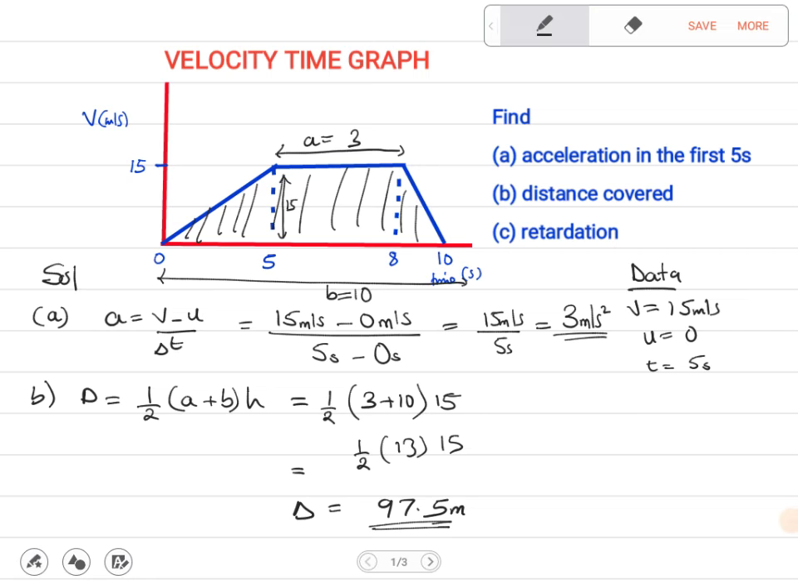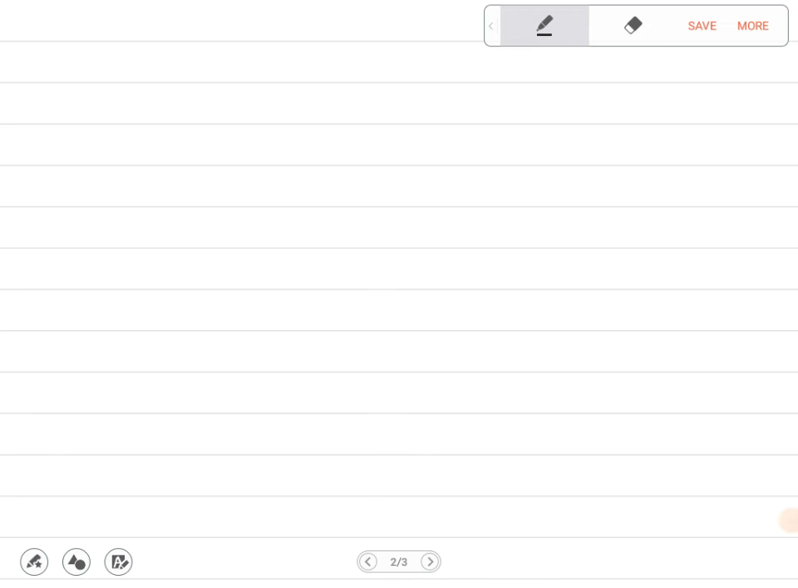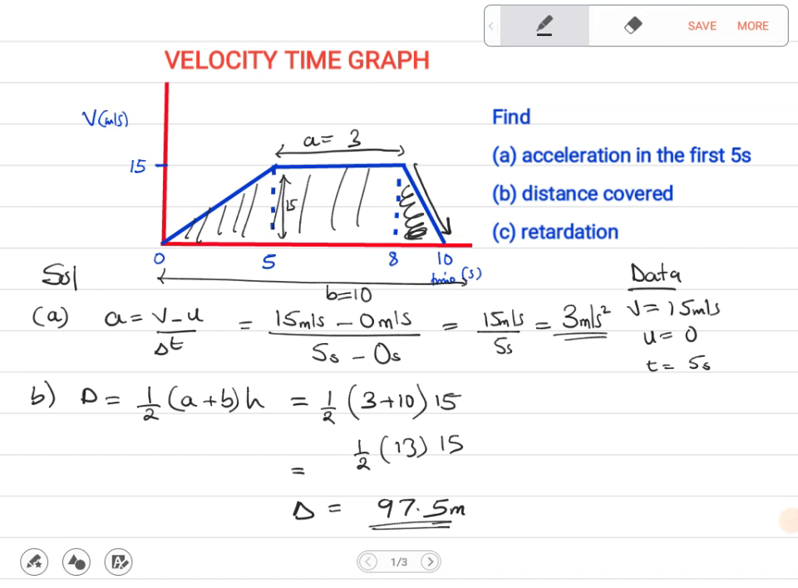And the last part talks about the retardation. How do you find the retardation? Now the retardation is what you find in this part here. In this part only, where the graph is decreasing, that's where you find the retardation. Now the retardation is just the opposite of acceleration. So we are going to say retardation is equal to V minus U over T. Same formula, so long as I put it there. So the change in time is between this point and that point. So we're just talking about that region here.